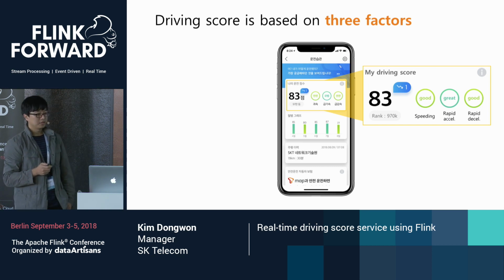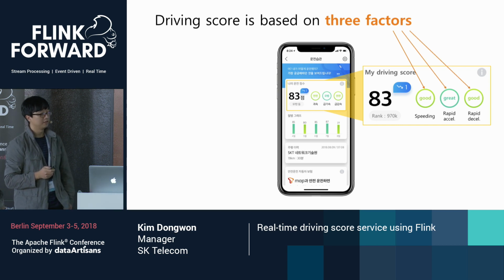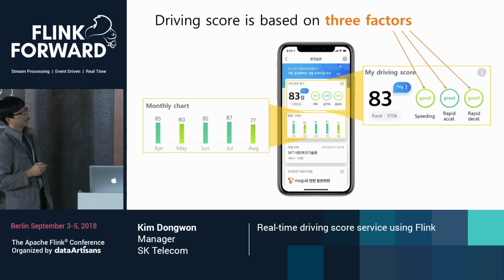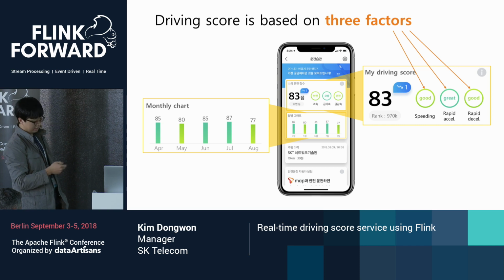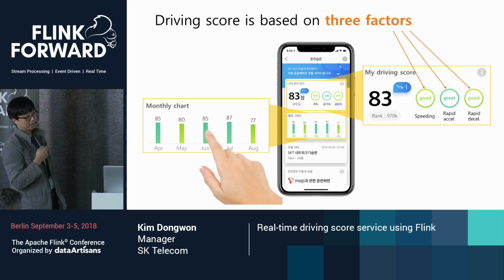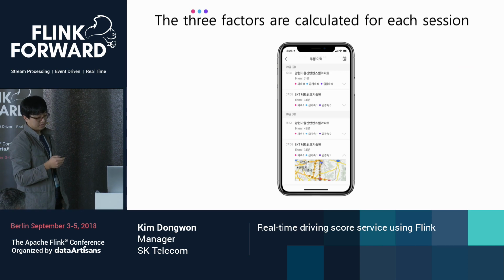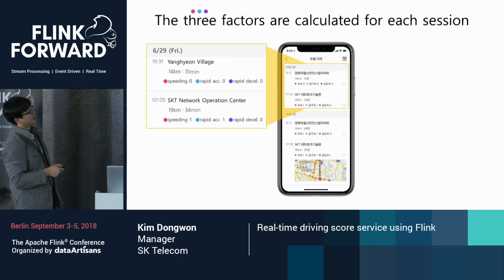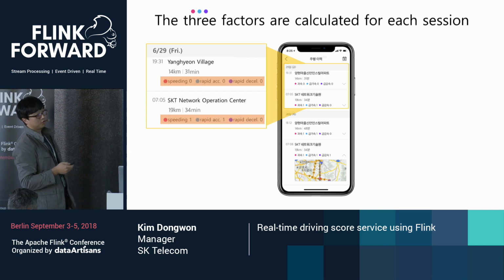The driving score is based on three factors. First, speeding; second, rapid acceleration; and third, rapid deceleration. The driving score is calculated from these three factors, and let's see my history of driving scores in June. The three factors are calculated for each session. Here, I have two driving sessions on June 29th, and as you can see, each of the two sessions has three factors.